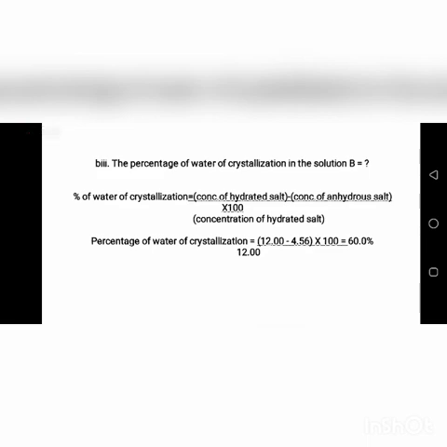So this is how to calculate the percentage of water of crystallization and the value of x using titration. In our next class, we are going to be looking at organic chemistry.